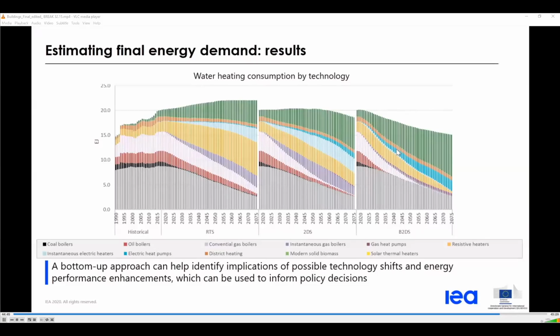So it's these kind of results that can provide a visual communication of what the modeling is doing and then help us to bring together key messages and key numbers to communicate to the policymakers who can then act on the information coming from the model.